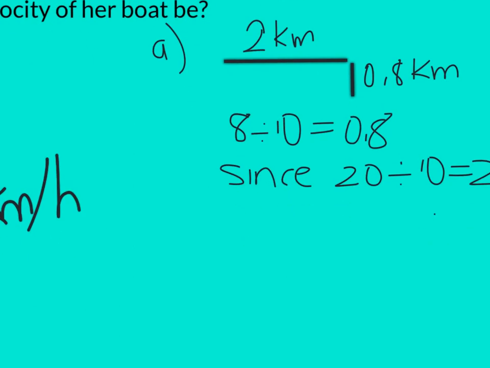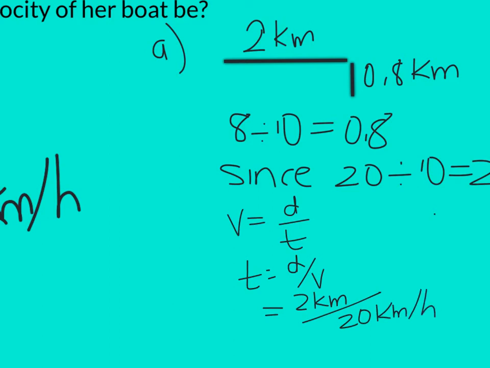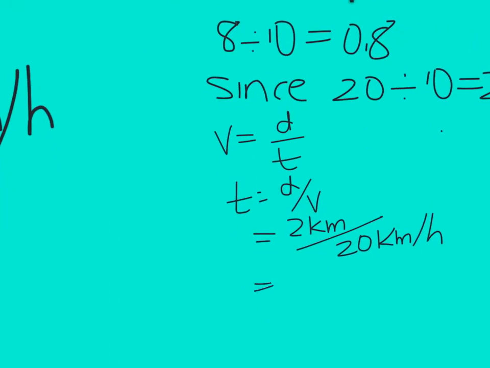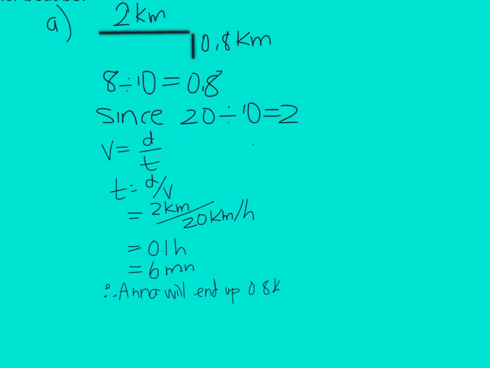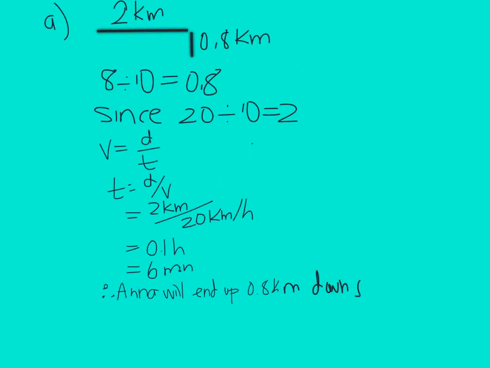And so for the time, well, we know that speed is distance over time. So that means that time is distance divided by speed. So distance is 2 kilometers, and the speed is 20 kilometers per hour. So that will be 0.1 hours. So it will take 0.1 of an hour for her to go across. And of course, we can convert that to minutes. And 0.1 times 60 minutes would be 6 minutes. So therefore, we'll end up with 0.8 kilometers downstream.